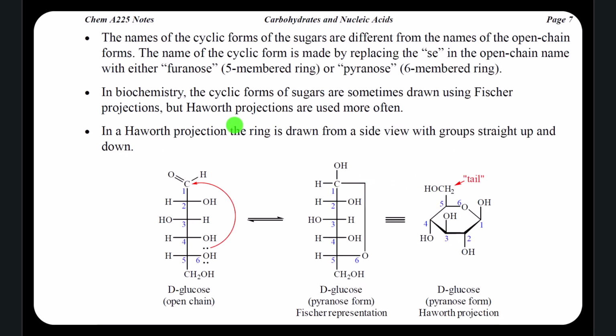The names of the cyclic forms of the sugar are actually different from the names of the open chain forms. The name of the cyclic form is made by replacing the -se in the open chain name with either furanose or pyranose.